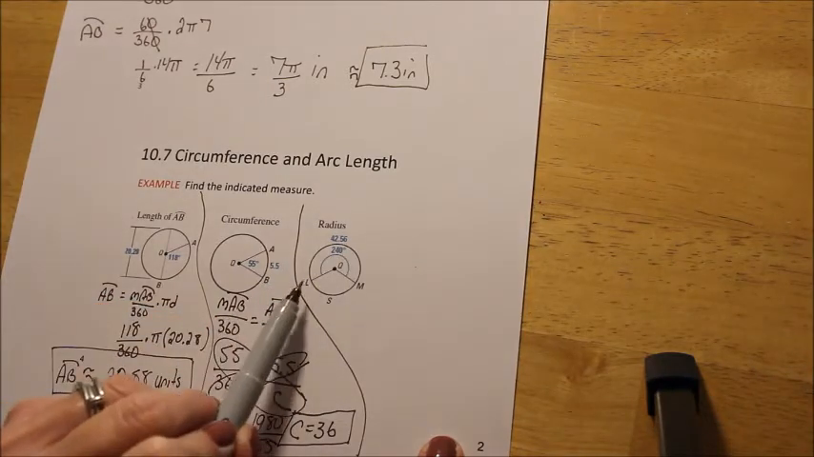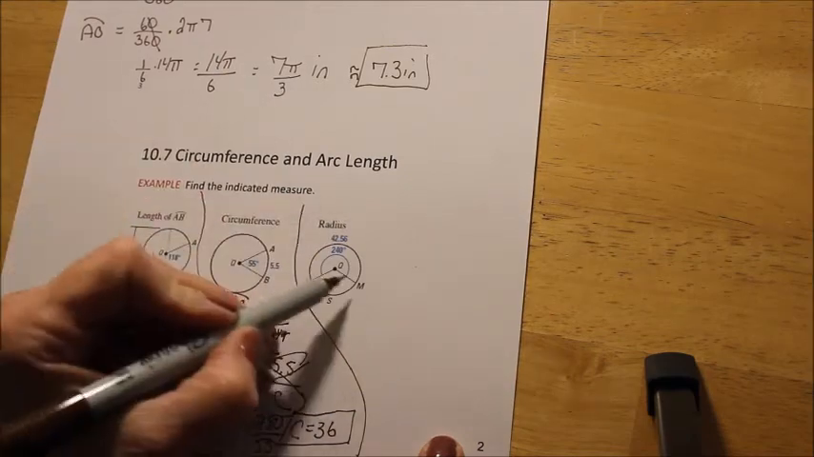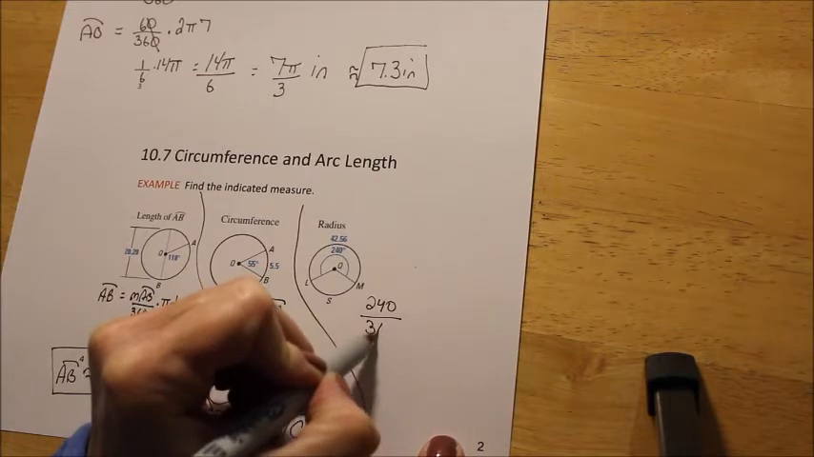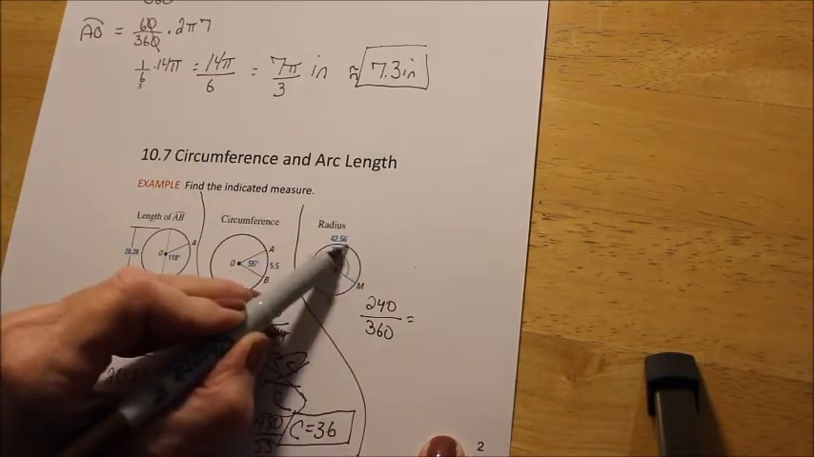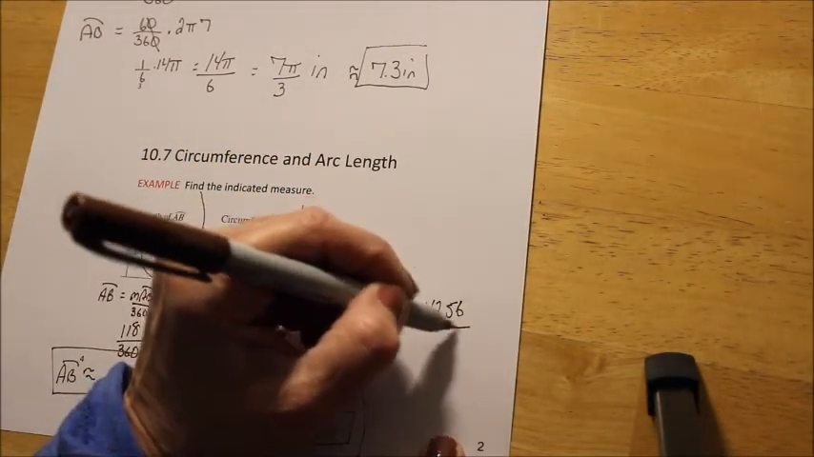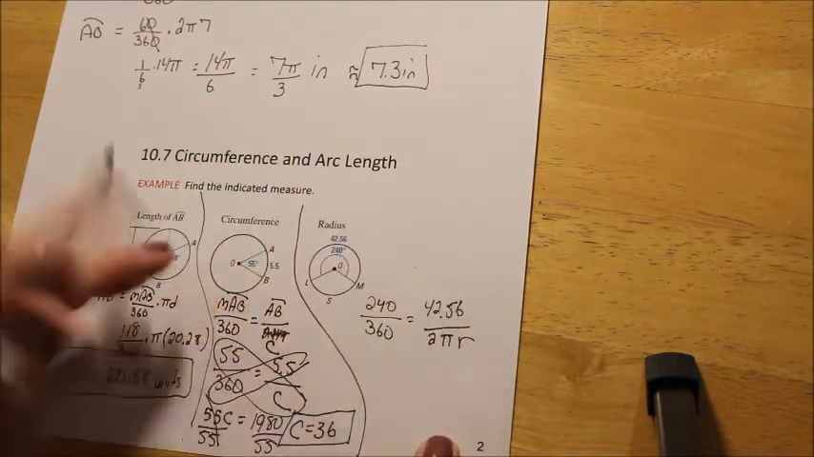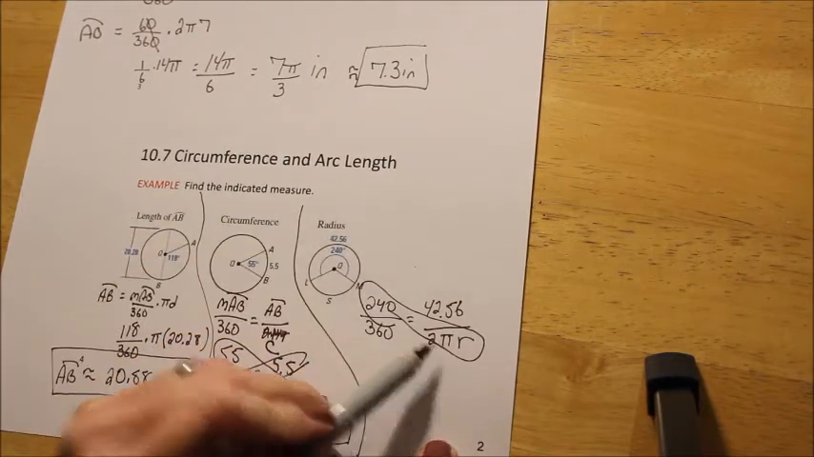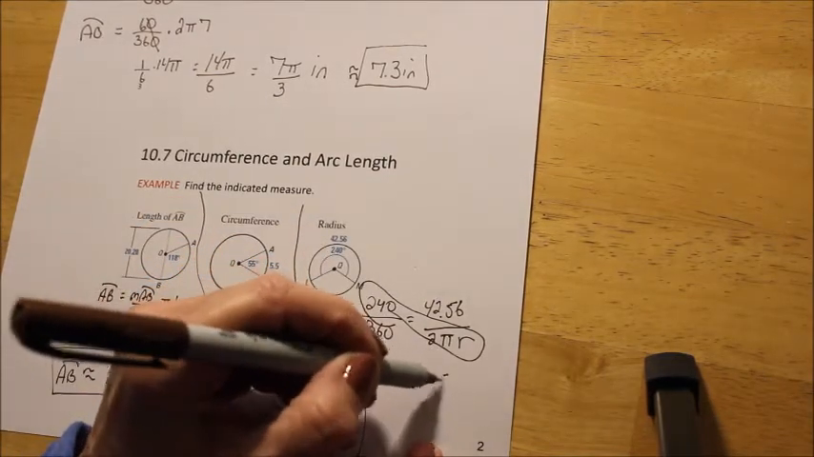Now I've been using AB. This one is actually going to be LM, but it's the same thing. So I'm going to take the measure in degrees, which is 240, divide that by 360 equals the length of the arc, LM, which is 42.56. And I'm going to leave it as 2 pi r. I'm going to cross multiply and solve. So here, 240 times 2 is 480 pi r.